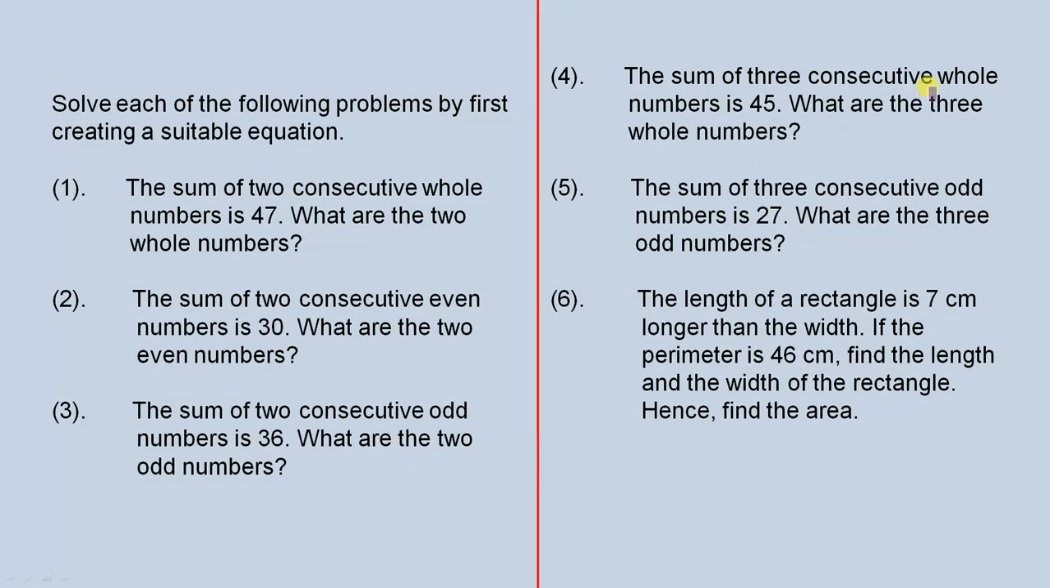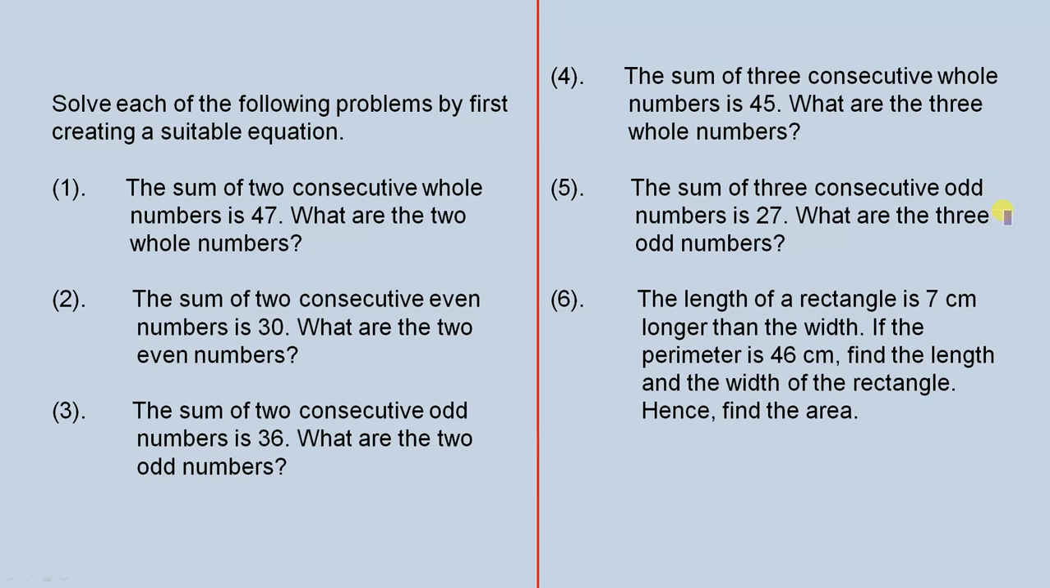That's what that means. Here we're talking about the sum of three consecutive whole numbers is 45. What are the three whole numbers? So consecutive whole numbers, that means sort of like 16, 17 and 18, something like that. Consecutive means they are right next to each other. They follow on from each other.